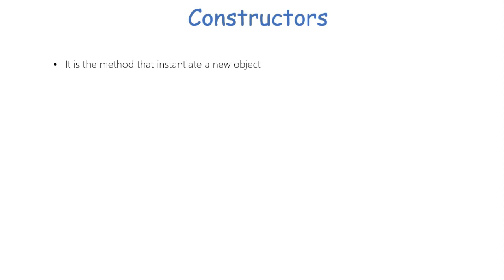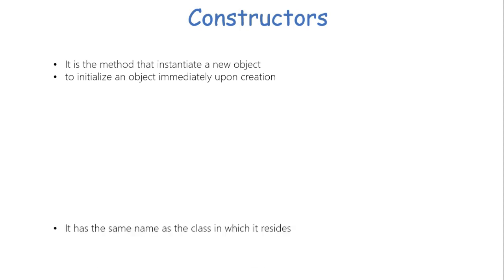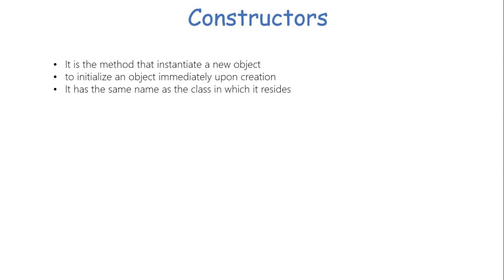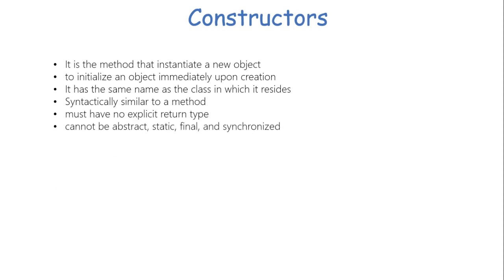A constructor is a method that instantiates a new object. It is used to initialize an object immediately upon creation. It has the same name as the class in which it resides. It's syntactically similar to a method. It must have no explicit return type. It cannot be abstract, static, final, or synchronized.